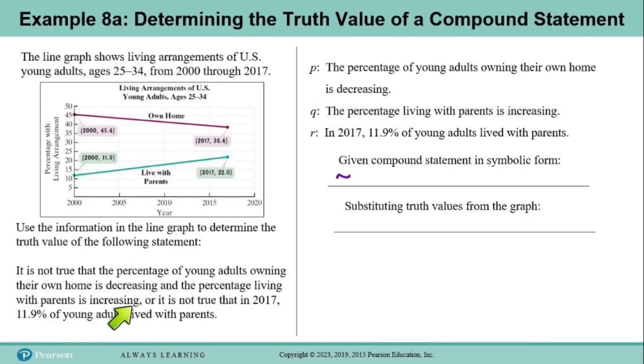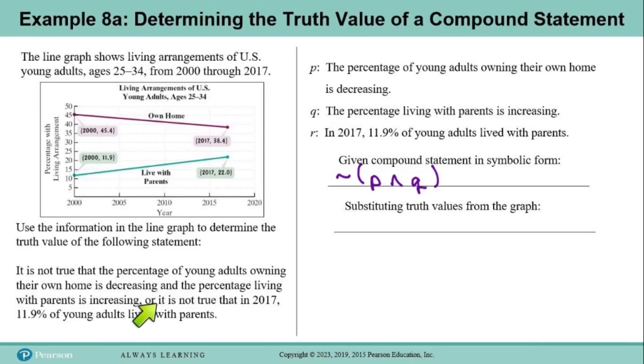The percentage living with parents is increasing. And that's statement Q. So here we have P and Q. But in order to show that all of it is being negated, we'll need parentheses. So we'll have our not symbol here, and then in parentheses, P and Q. And again, the reason we needed the parentheses is because everything between the word that and the comma is being negated. And since it's more than one simple statement, we needed parentheses to show that the negation applies to the whole statement, not just the first part.